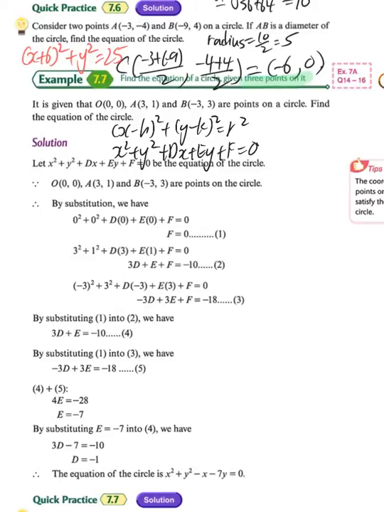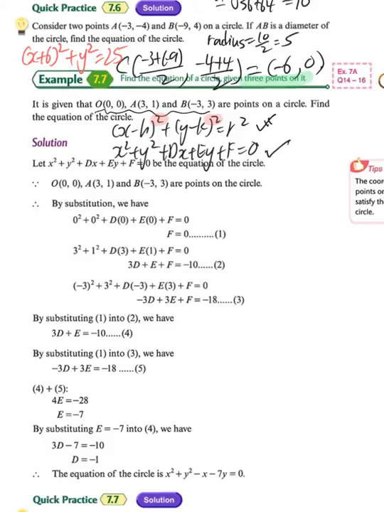If the question has already given 3 points to you, it is better for you to let the equation of the circle be in general form, but not standard form. You can still find the result from standard form, but if you use standard form, there will be square terms, which is more difficult. Therefore, it's better for you to let the equation of the circle be in general form.